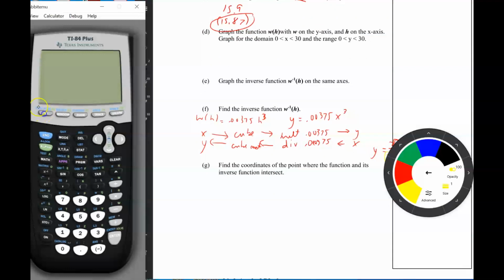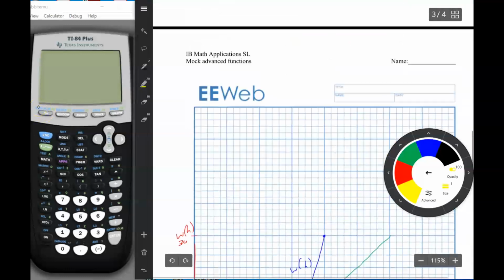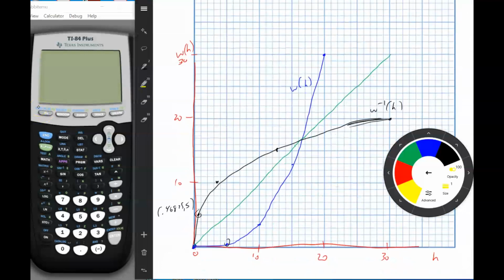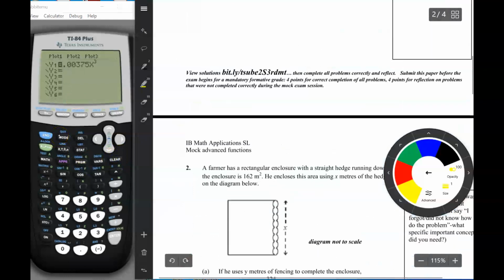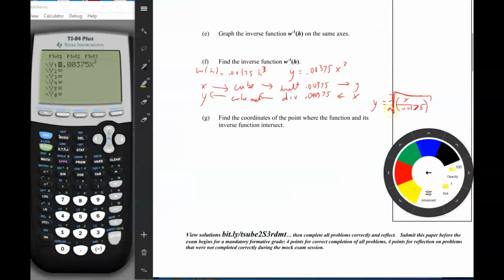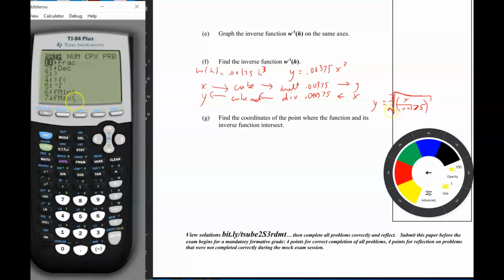So to find that, we could see graphically that it seems to intersect close to 16, 16, around there. To see exactly where it intersects, we can use the calculator, and we could put in the inverse function in for y2. And remember, the inverse function was cube root, which is math, number 4. So cube root, and then inside here I'm going to put x divided by 0.00375.